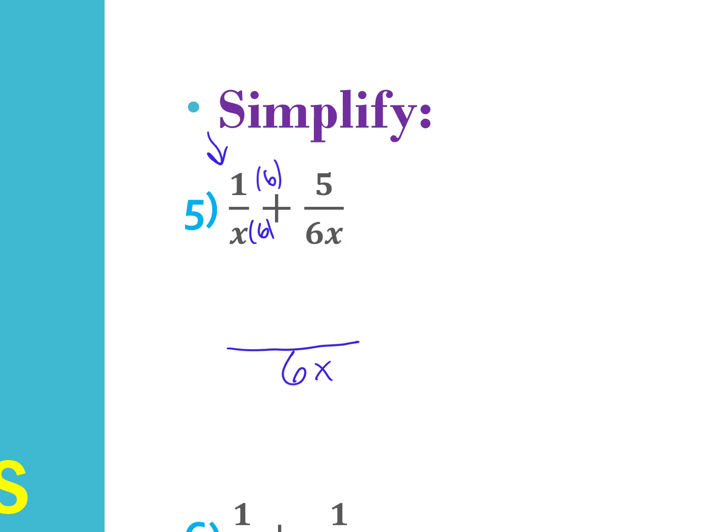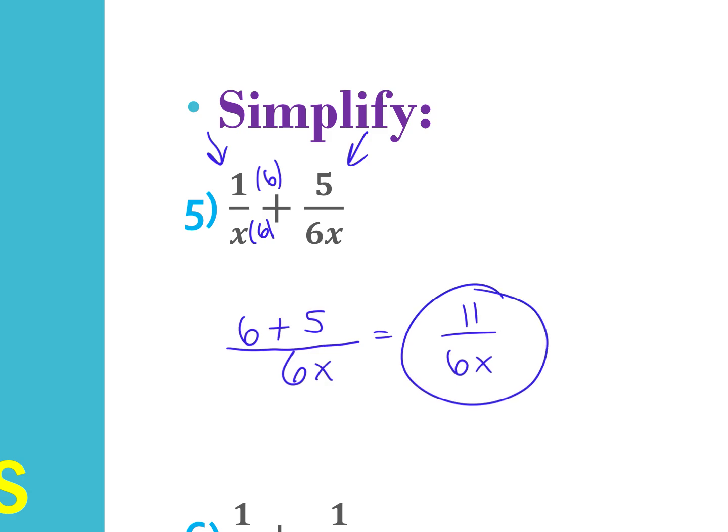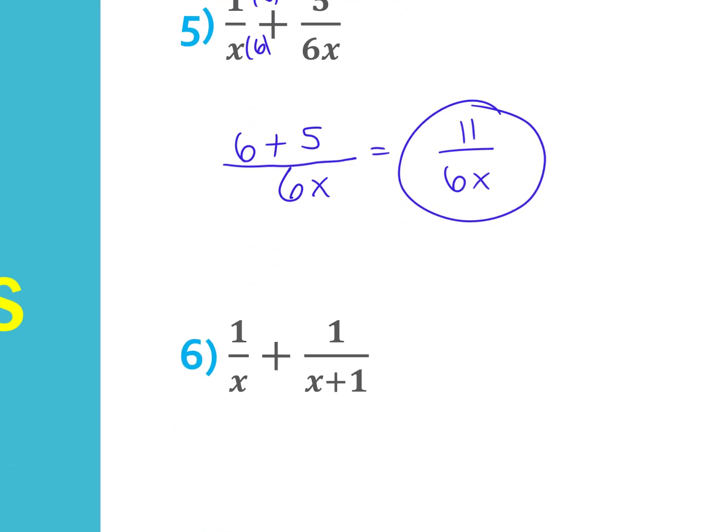So I have 6 plus, do I have to do anything to this fraction? No, it already has the 6x, so 5. Simplify becomes 11 over 6x. Can you simplify anything there? No. If that number was 12, could you simplify? Yes, okay. Just make sure we see that. All right, let's look at number 6.